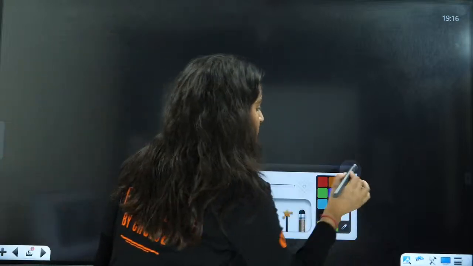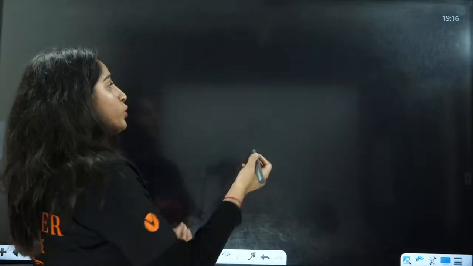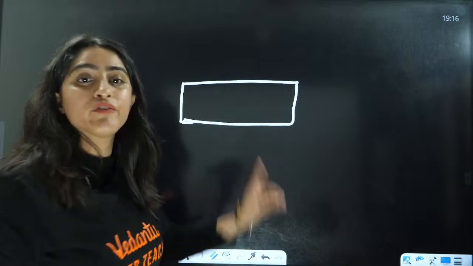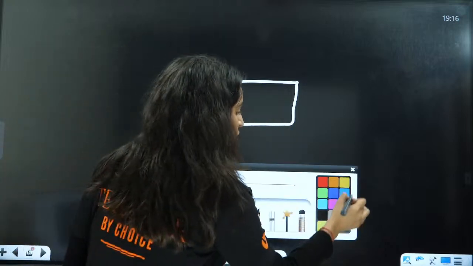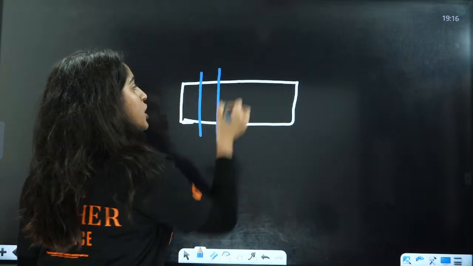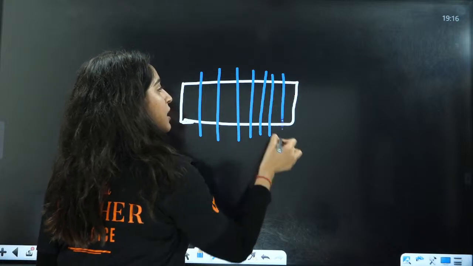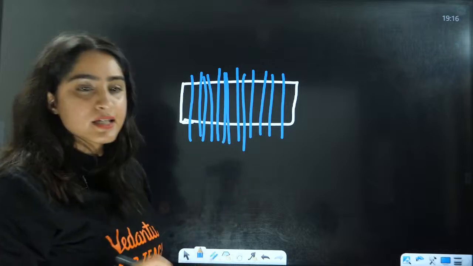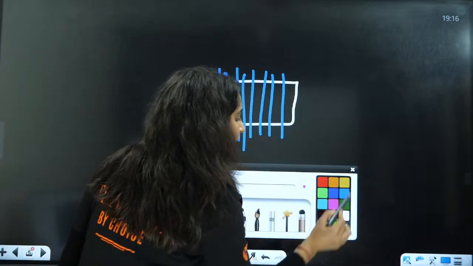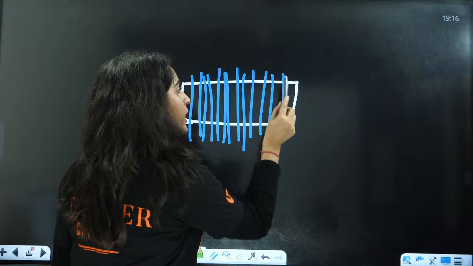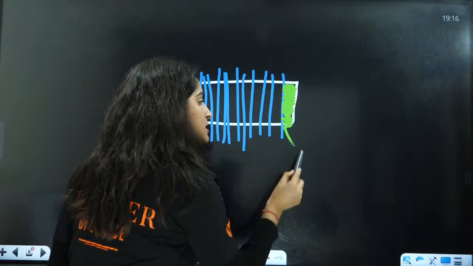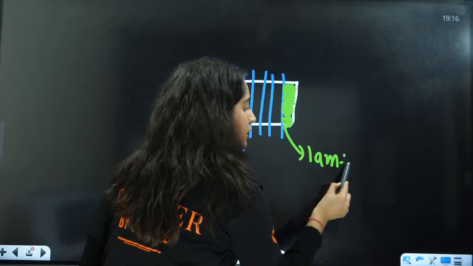For example, you have an atom, you have a box, okay? You divide this box in 12 units, okay? You divide this in 12 parts. So I am dividing this in 12 parts, and I am taking out that one part here, and this is the 1 AMU.